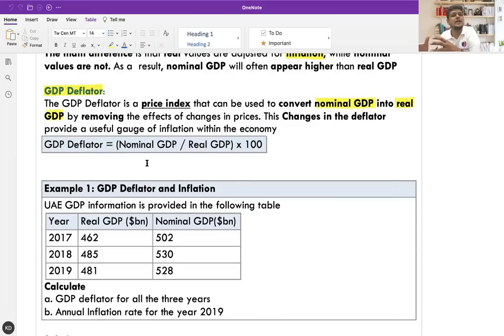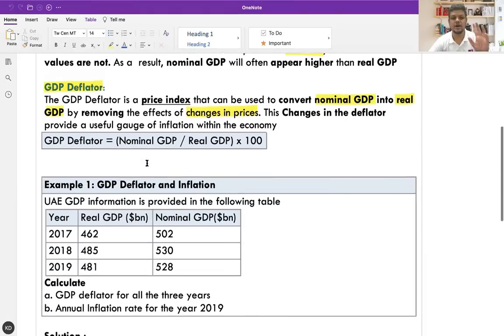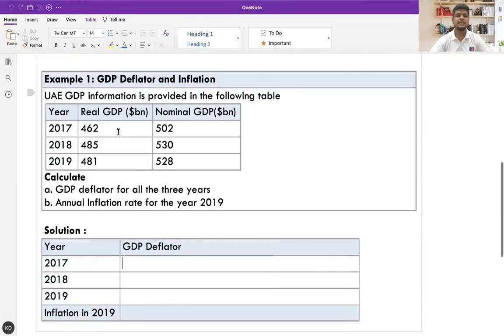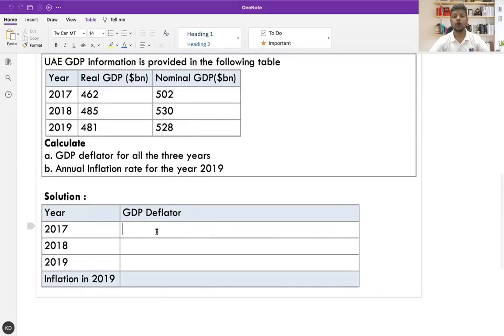And to convert from nominal to real, what do I have to remove? The effect of changes in price, which is nothing but inflation. Clear? How do we do that? And after that, I'll come to per capita GDP, not now. How do we do that? For example, in 2017, the real GDP of UAE was $462 billion and nominal GDP was 502. So what is the GDP deflator? It is the factor which is the difference between the nominal and the real GDP in percentage terms.